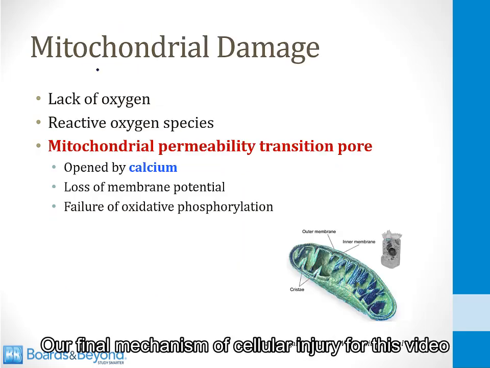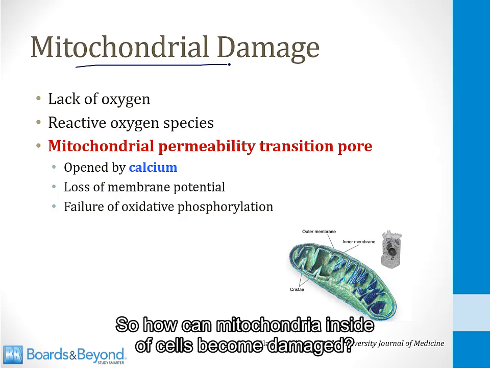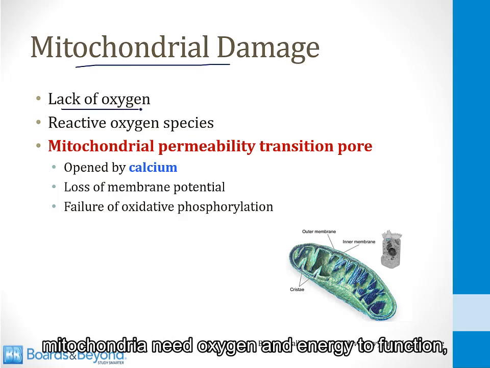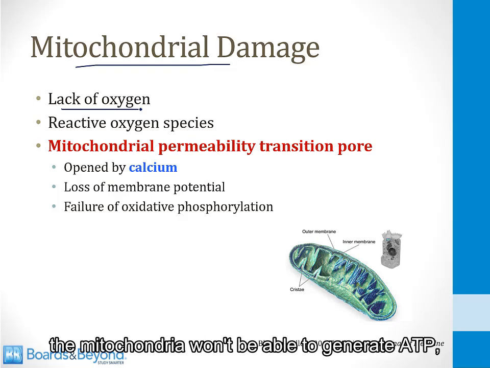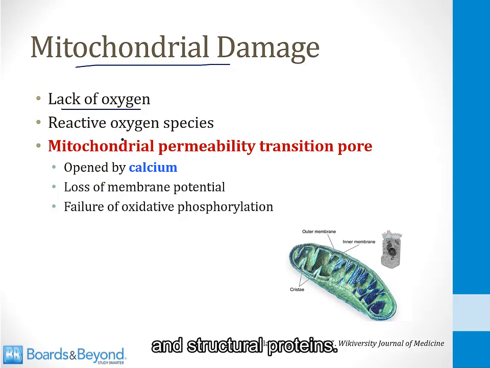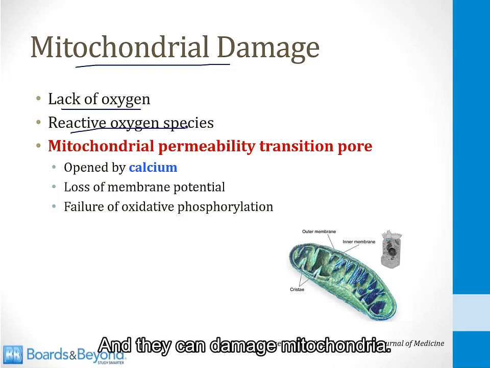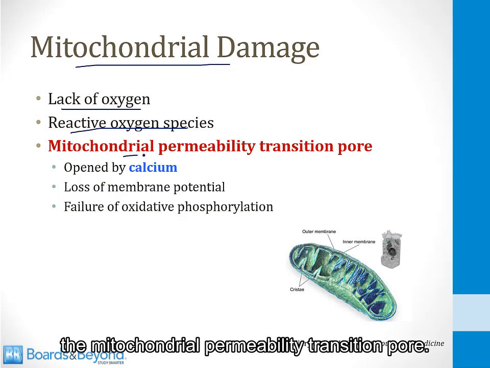Our final mechanism of cellular injury for this video is mitochondrial damage. So how can mitochondria inside of cells become damaged? Well, first of all, mitochondria need oxygen and energy to function just like the cell itself needs oxygen and energy. So if there isn't enough oxygen, the mitochondria won't be able to generate ATP, and won't be able to maintain its membrane and structural proteins. Reactive oxygen species are a type of free radical, which I talk about in another video, and they can damage mitochondria. And then finally, mitochondria have something called the mitochondrial permeability transition pore.